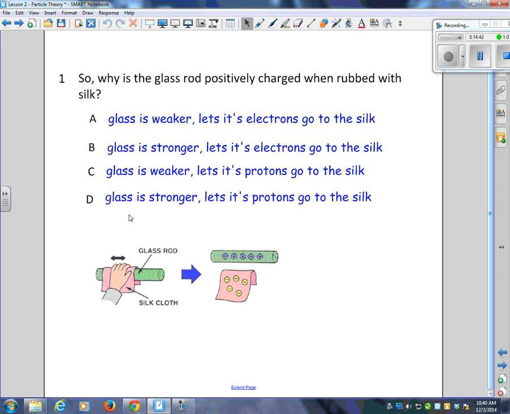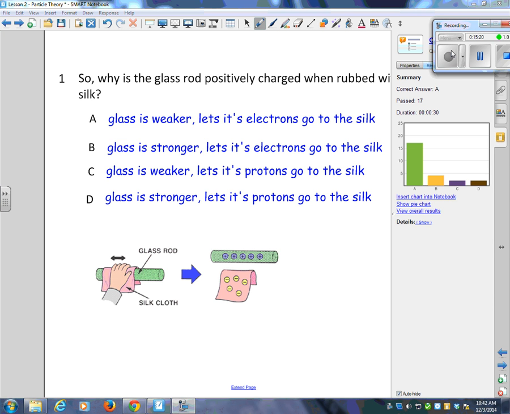Why is the glass rod positively charged when rubbed with silk? Don't just answer wild, random, read carefully. A: Glass is weaker, let its electrons go to the silk. B: Glass is stronger, let its electrons go to the silk. C: Glass is weaker, let its protons go to the silk. D: Glass is stronger, let its protons go to the silk. Think about it carefully before you answer. Correct answer is A.